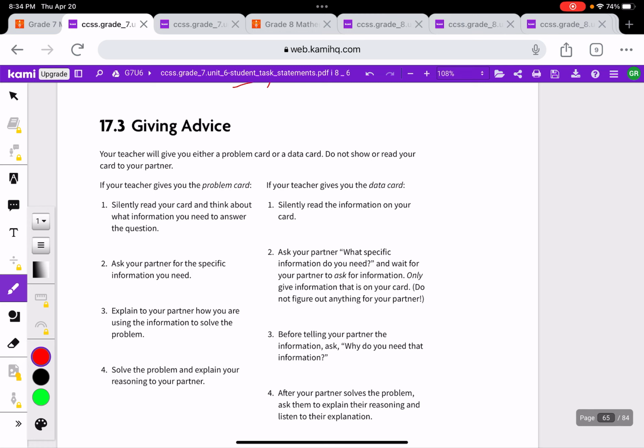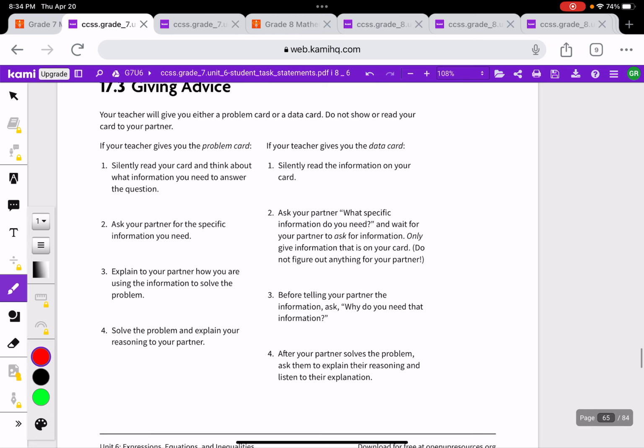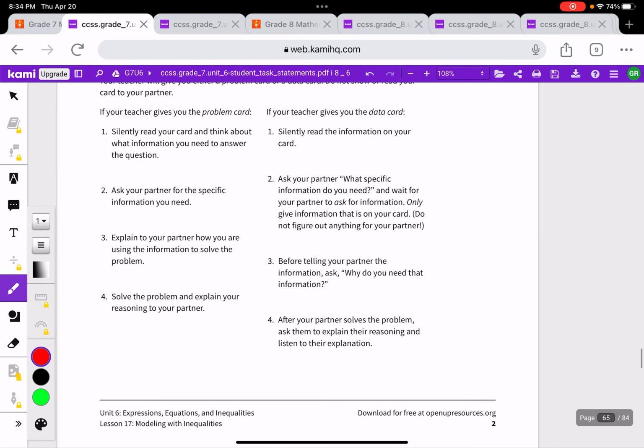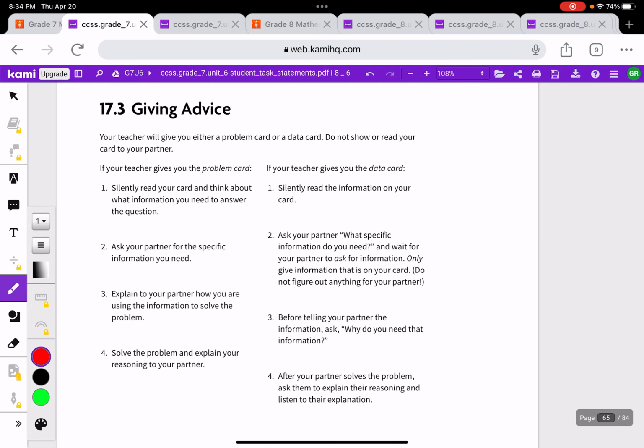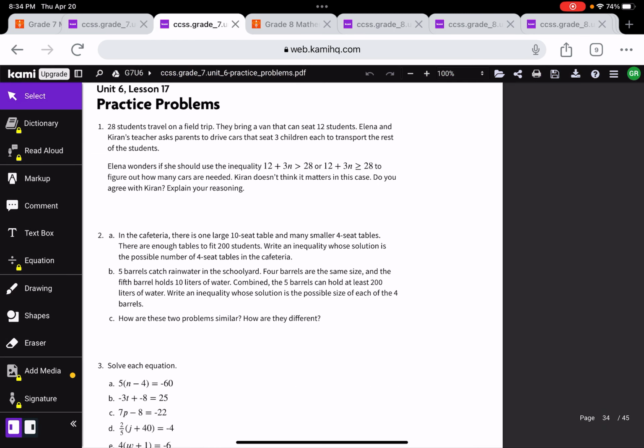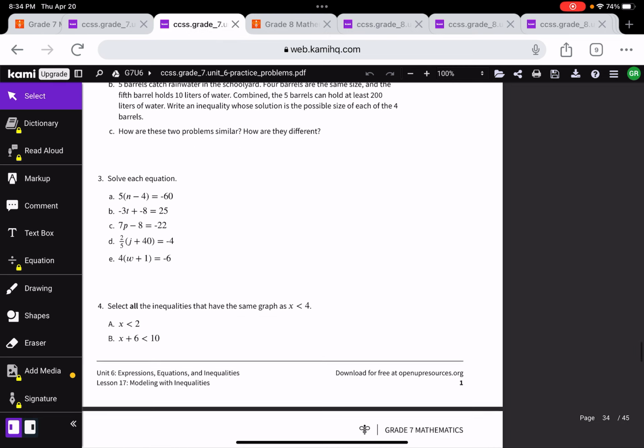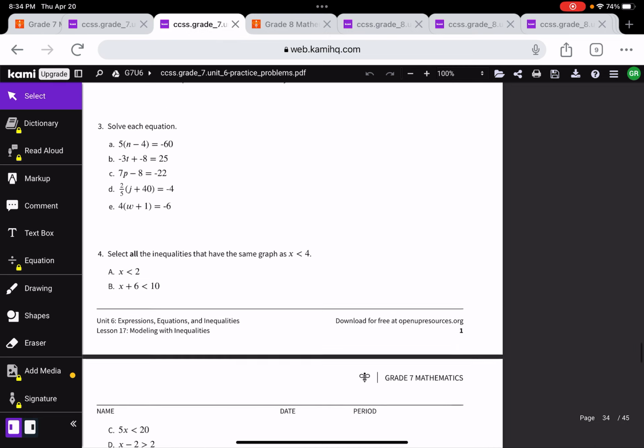There are some problem cards and some data cards. Those are good problems to do, but since it's the weekend, we're going to go ahead and cut this lesson short. With that being said, we're going to jump right into lesson 17, practice problems. So pause this video if you need to, but go ahead and go to your lesson 17 practice problems. Let's get them all done, and then you'll go home with no homework.